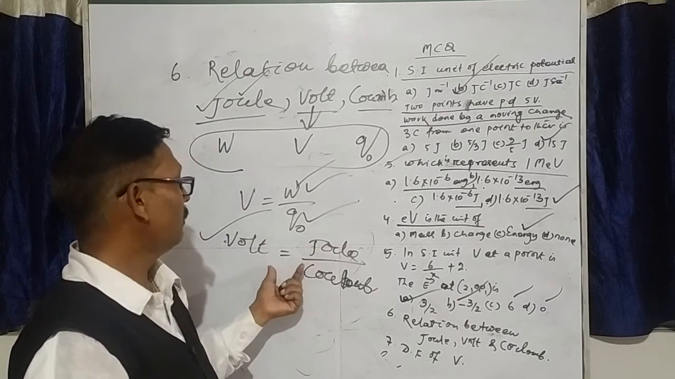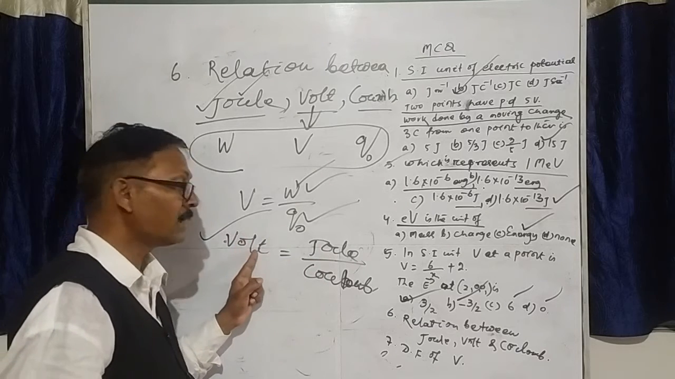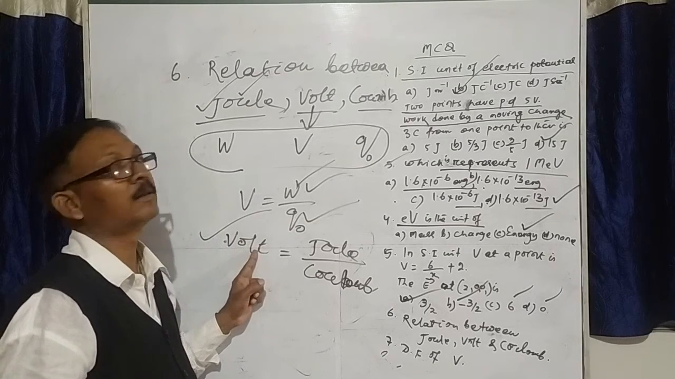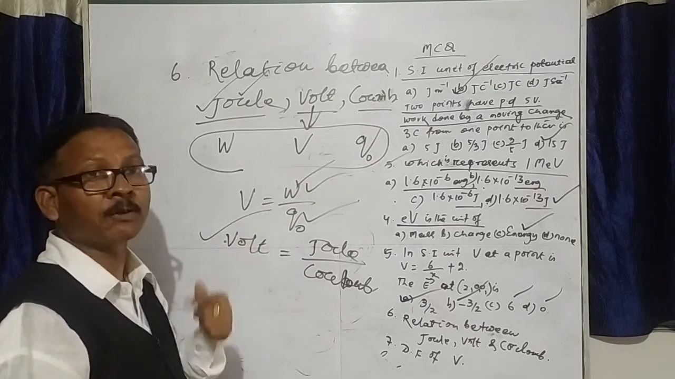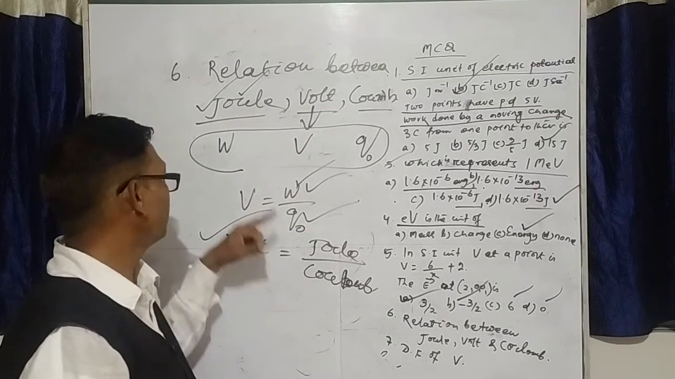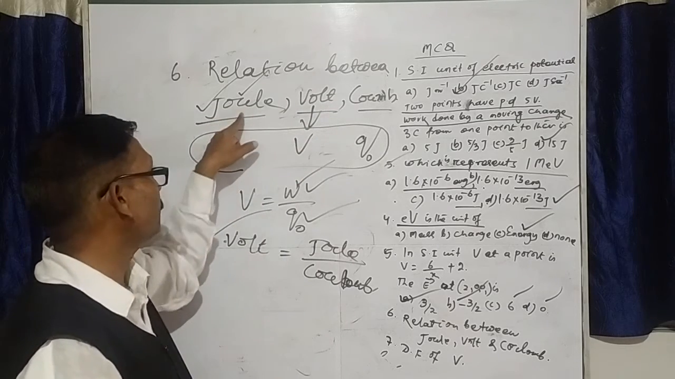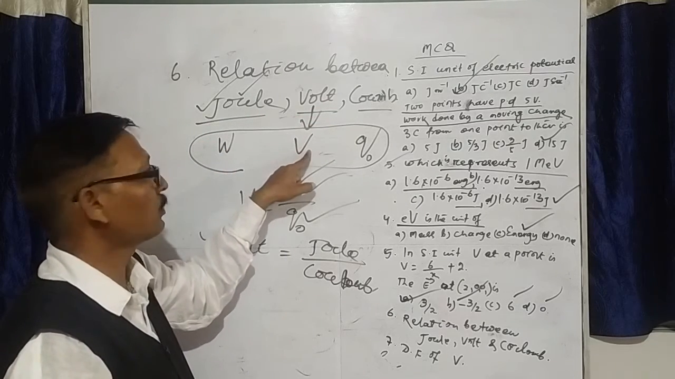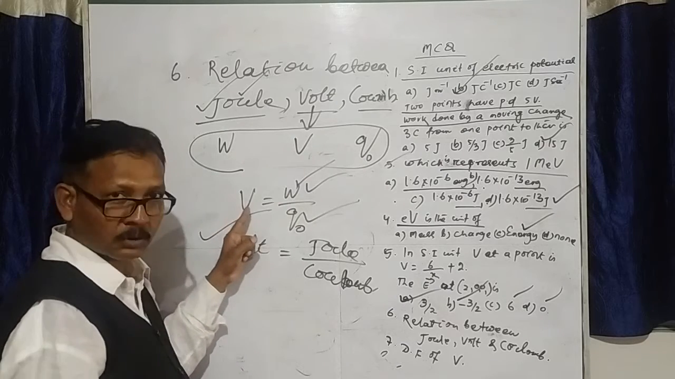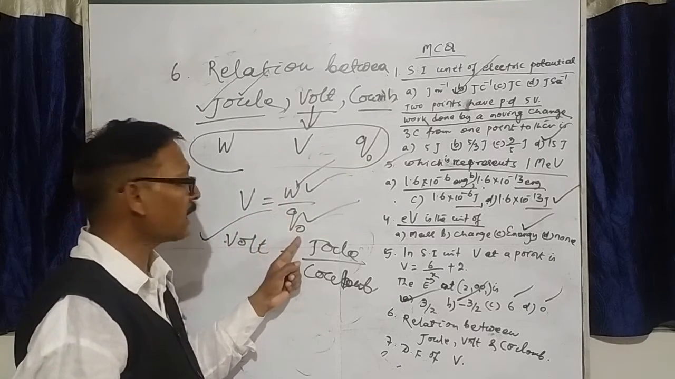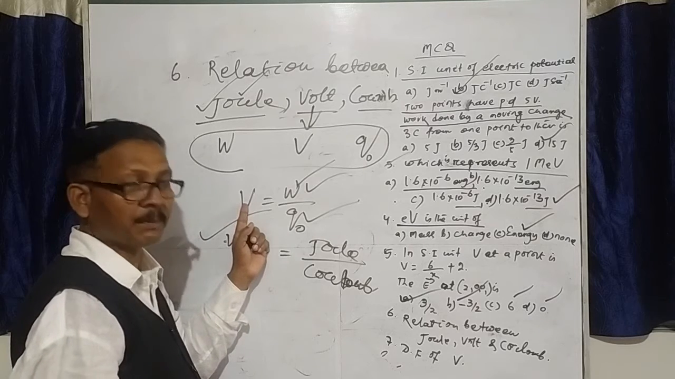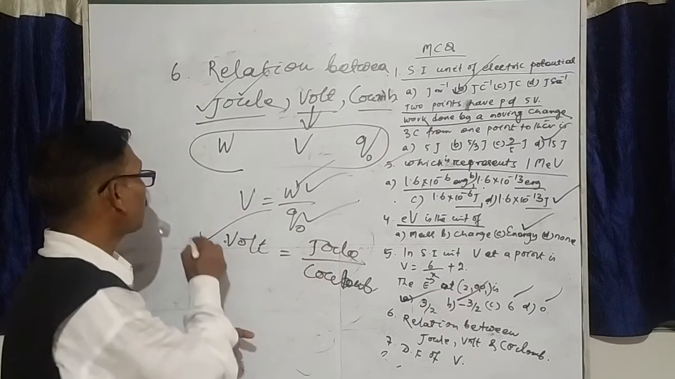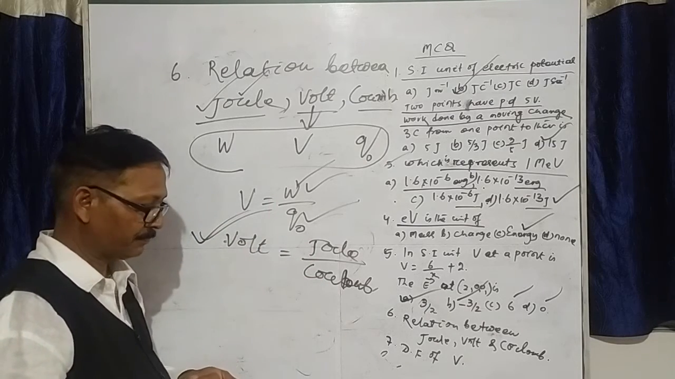Clear? So you have to write the relation by using fundamental symbols in the formula. Unit is given, you find the physical quantity whose units are there. So these are your symbols: work done, potential, charge. You know the formula: potential is equal to work done per unit charge. Now you write, according to the symbols, your units. Volt is equal to joule by coulomb. This is your correct answer. Okay, do you understand?